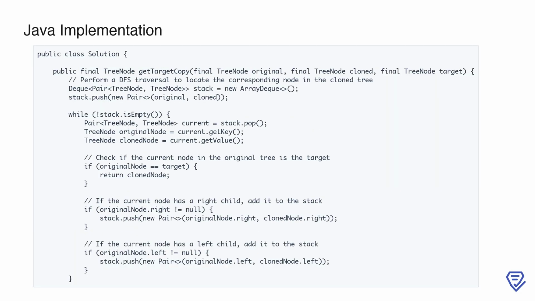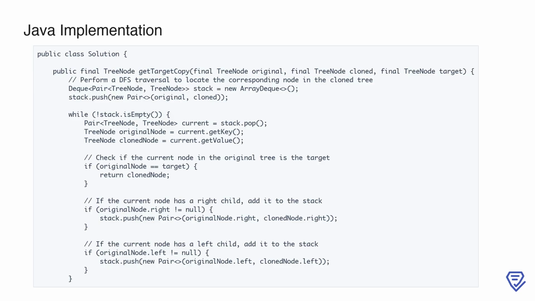Here, we start with the implementation of our solution in Java. The method getTargetCopy takes three parameters: the original tree, its cloned version, and the target node we want to locate in the clone tree. To solve the problem, we utilize a depth-first search approach by maintaining a stack that stores pairs of corresponding nodes from both the original and clone trees. Initially, we push the root nodes of both trees into the stack.